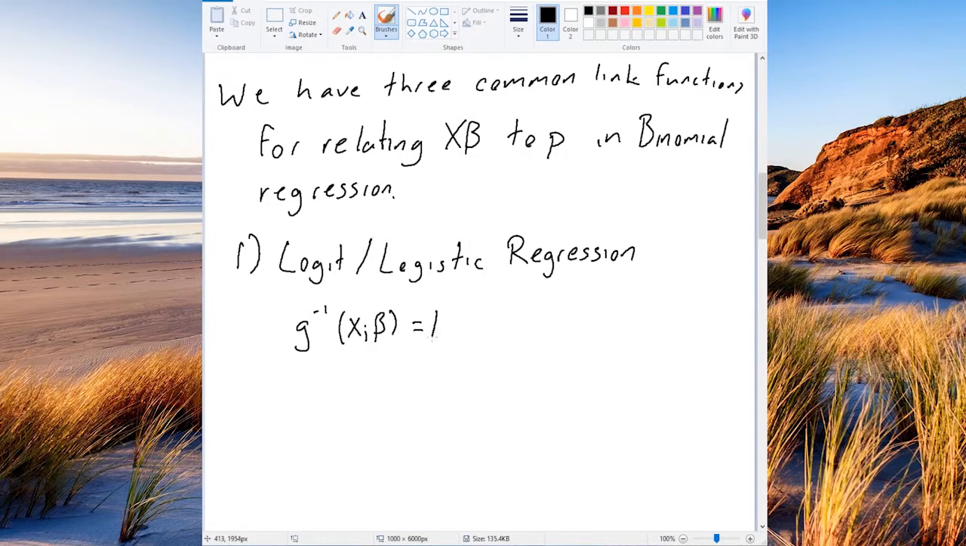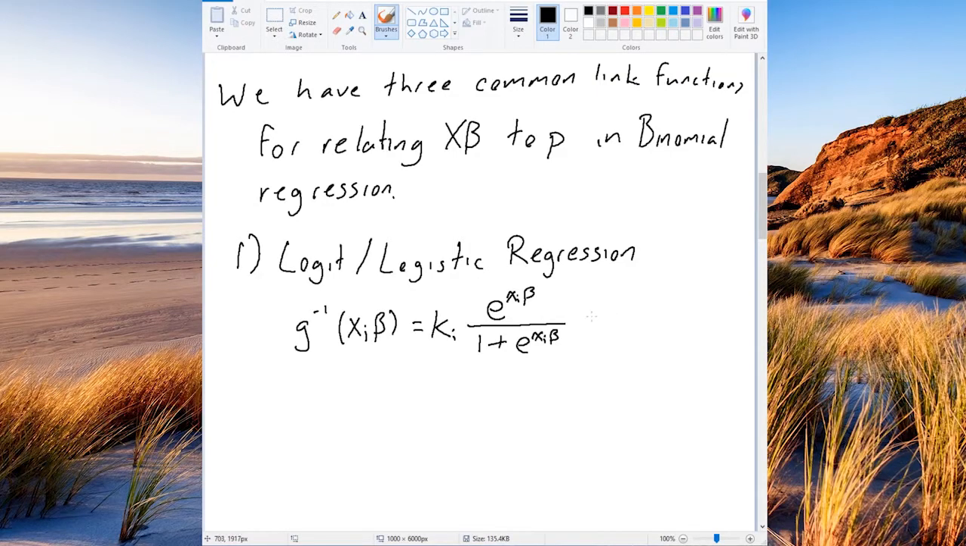Actually, I can just write it here. So I want ki times my probability pi. So what's my probability pi going to look like? In this case, I write e to the xi beta over 1 plus e to the xi beta. And we'll talk about this function a little bit more in a minute or so.